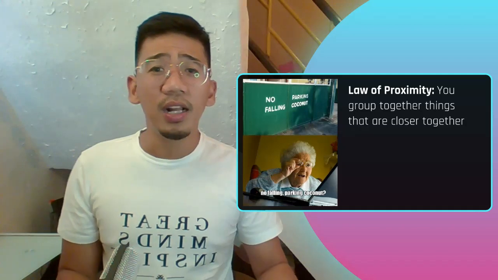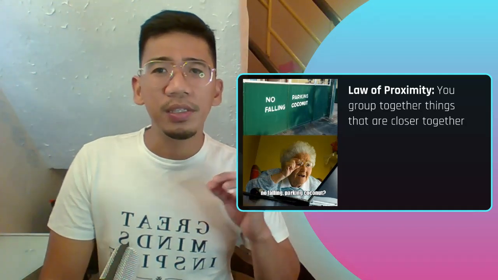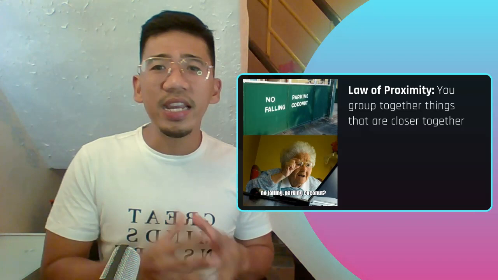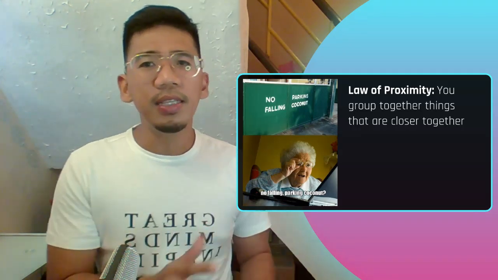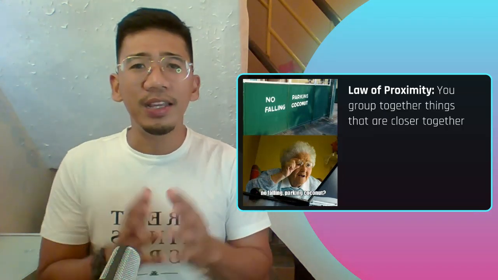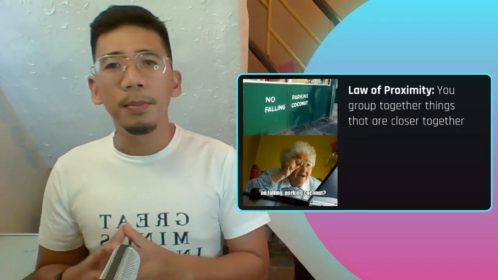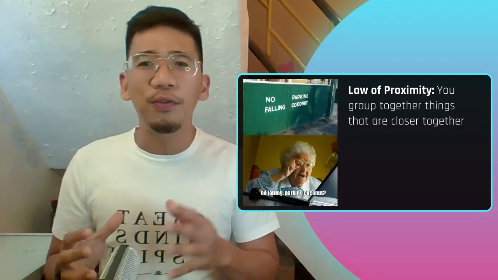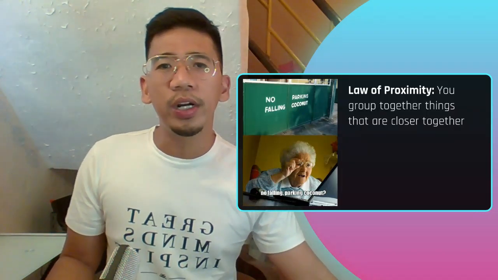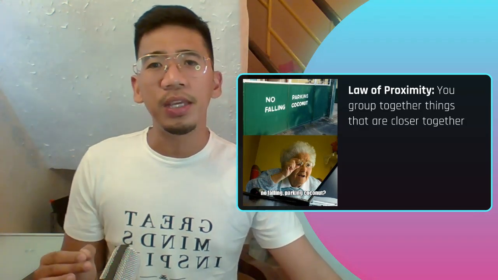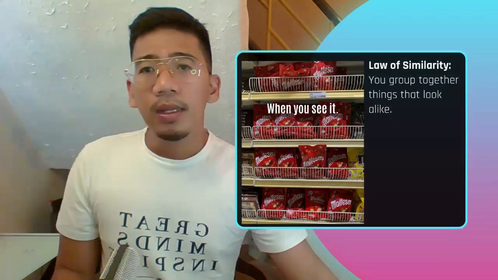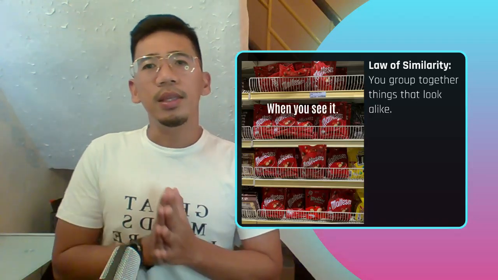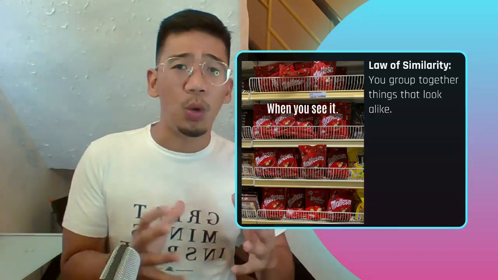The second law of Gestalt is the law of proximity, which states that elements that are near to each other tend to be perceived as a single unit. In this example, instead of reading no parking, falling coconut, most people will read this as no falling, parking coconut, because the words no and falling are near to each other while the words parking and coconut are near to one another.